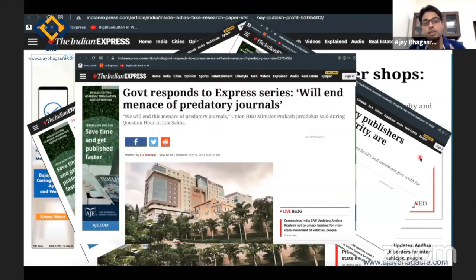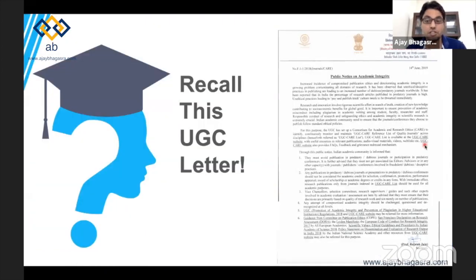And then, when Indian Express was actually after it, the government also came in between. The then HRD Minister Prakash Javadekar answered a question in Lok Sabha, and he said, and I quote, "We will end this menace of predatory journals." So this is something you have to please be careful about. Otherwise, we would never grow as a country where research is being done.